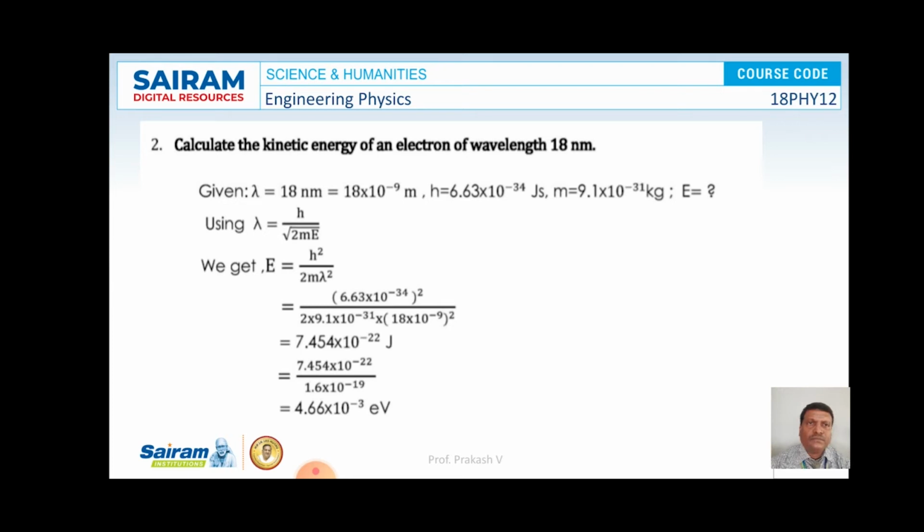Substitute the value of h, m and lambda here, that is 6.63 into 10 to the power minus 34 whole square divided by 2 into 9.1 into 10 to the power minus 31 into 18 into 10 to the power minus 9 whole square. So on simplification, the value of E is 7.454 into 10 to the power minus 22 joules. If you divide this value by the charge on the electron, that is 1.6 into 10 to the power minus 19, then the value of E is equal to 4.66 into 10 to the power minus 3 electron volts. So this is what the solution for the given problem.